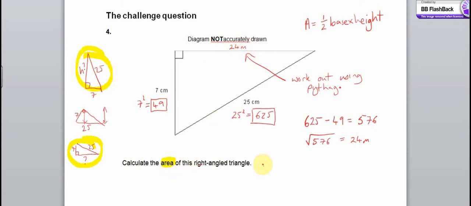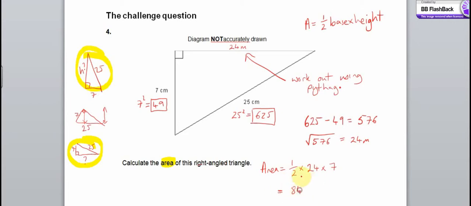So the area is a half of the base times the height. And it really doesn't matter which way round you do this. This is the base and the height. And as we look from the pictures here, it just depends which way you stand it. A half of 24 times 7. So a half of 24 times 7 is 84, I believe. There we go.